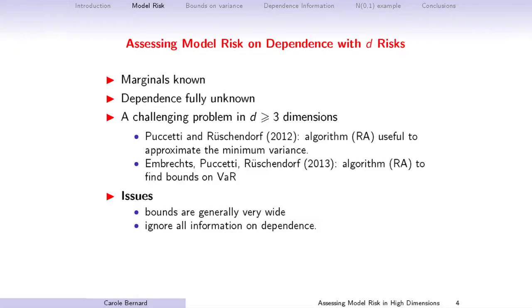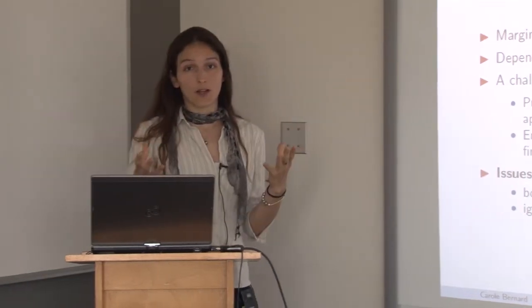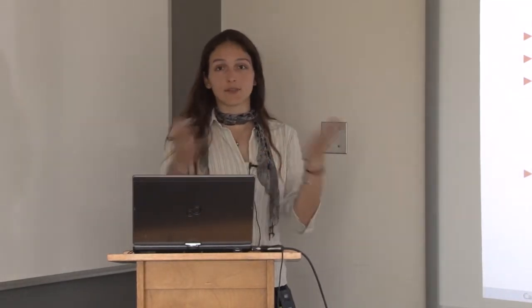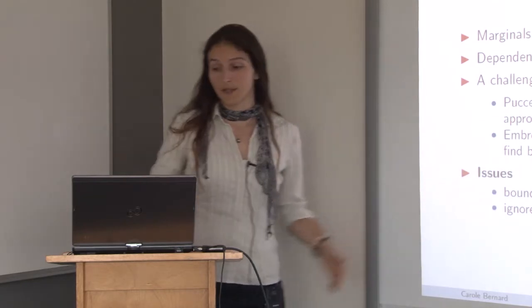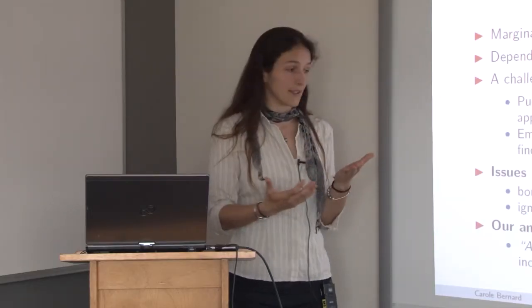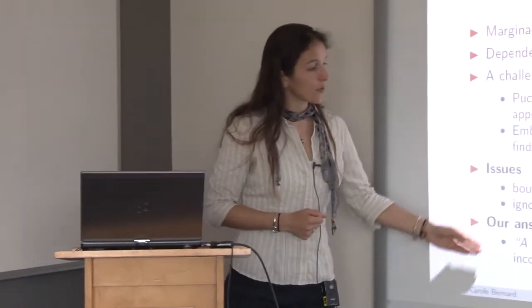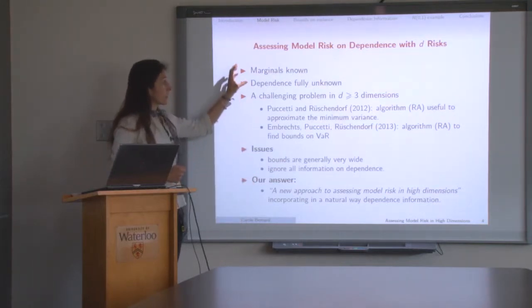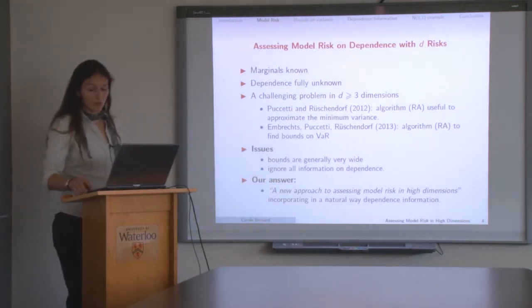The fact that marginals are known and dependence is fully unknown leads to the problem that the bounds are generally very wide and sometimes too wide to be of any use in practice, except for saying that there's a huge model risk. And one of the reasons is that it ignores all the information on the dependence. So our idea is, how about incorporating in a natural way the dependence information that we can get from the data? And that's our answer, and I will present how to extend that. But before I go to incorporating dependence, I want to review their work and show the case to explain the method when marginals are known and dependence is fully unknown.